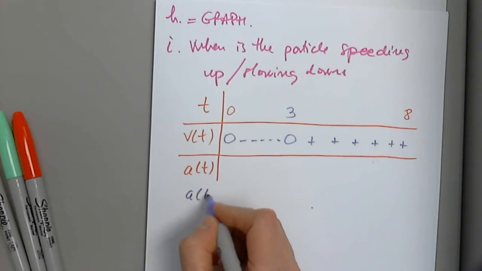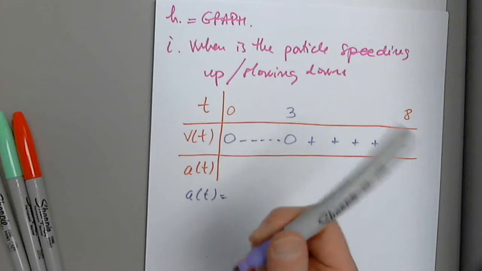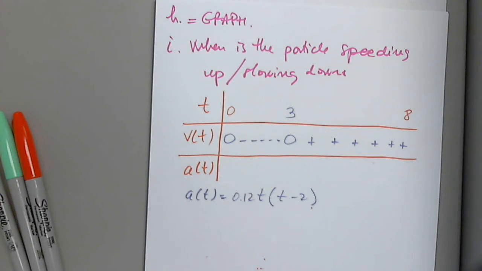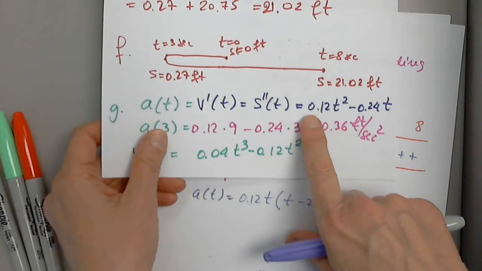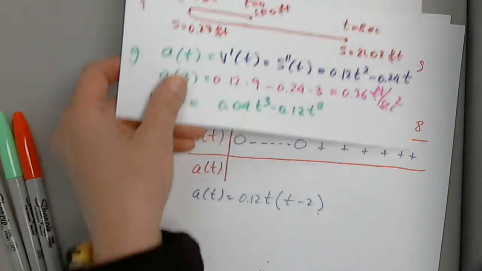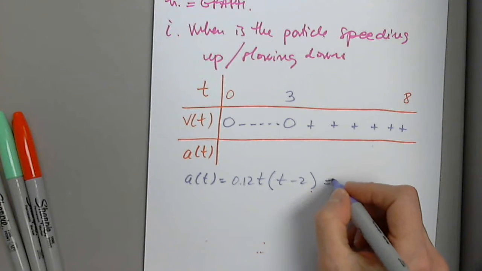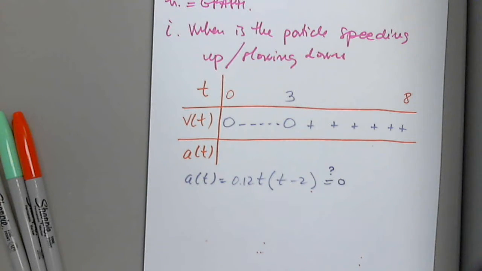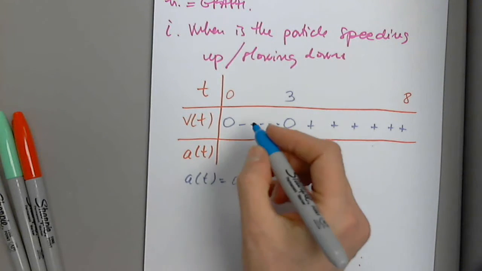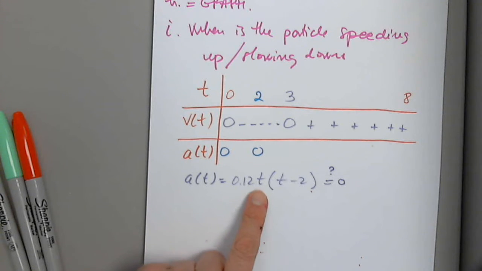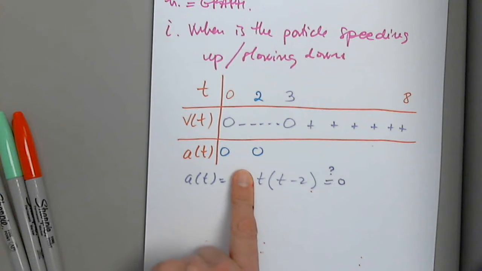The acceleration function, I'm going to copy it, and I will factor out 0.12 t, and then I have t minus 2. So look at the acceleration one more time, 0.12 t squared minus 0.24 t. So I factored out 0.12 t, and I have t minus 2 in parentheses. I'm asking you now, when is this 0? And you will definitely say it is 0 when t is 2 and when t is 0. Do you all agree? There is nothing else. When t is 0 or when t is 2, because we simplify by 0.12.